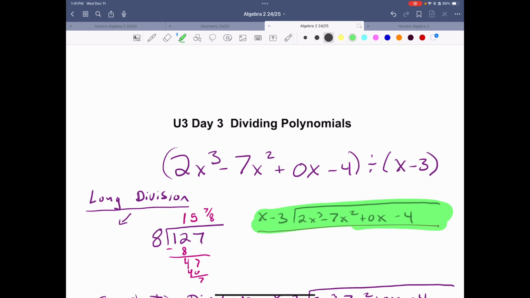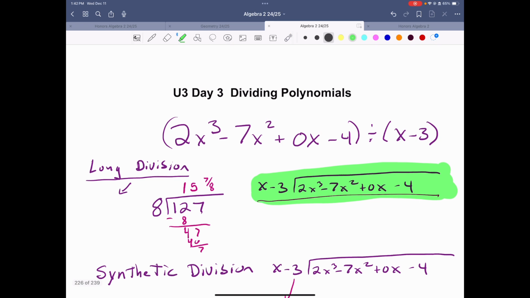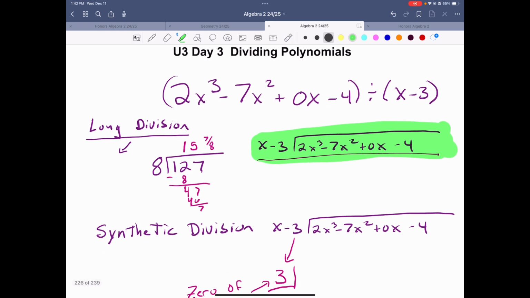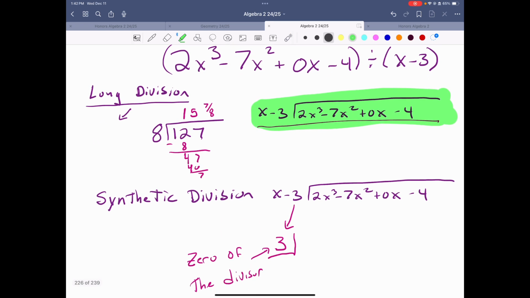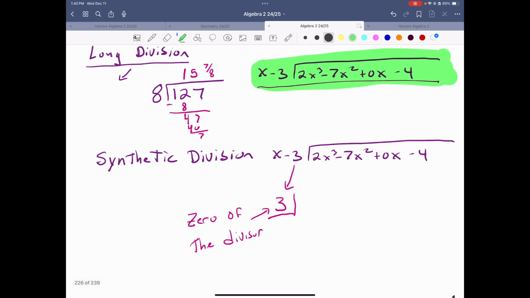And it works, but there's a faster and easier way to do it, a little bit of a shorthand way of doing it. We can get rid of the variable x with all of them. So here's what we do. We're going to use what's called synthetic division to do this. So I have my problem set up just like I had it before. I've got that x minus 3, and that is dividing 2x cubed minus 7x squared plus 0x minus 4.